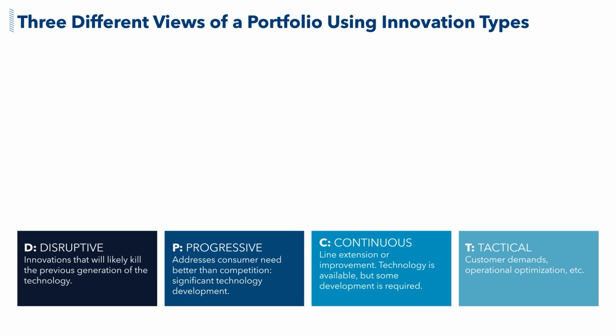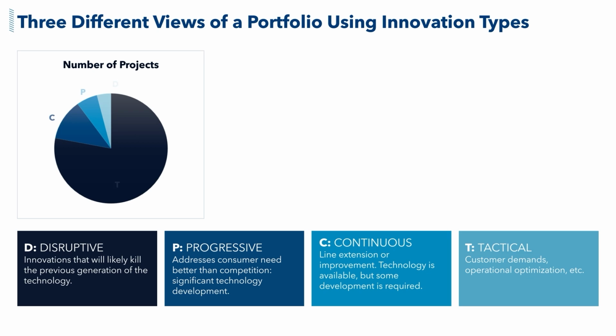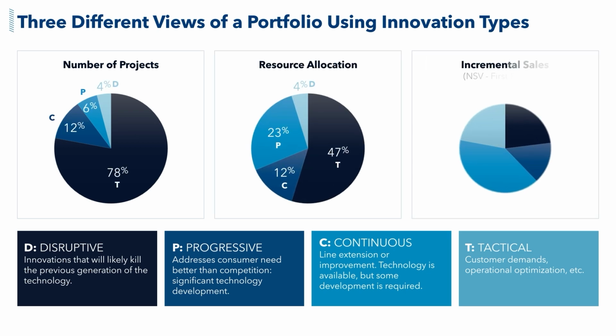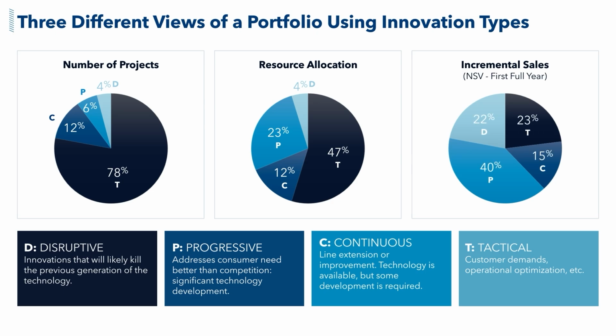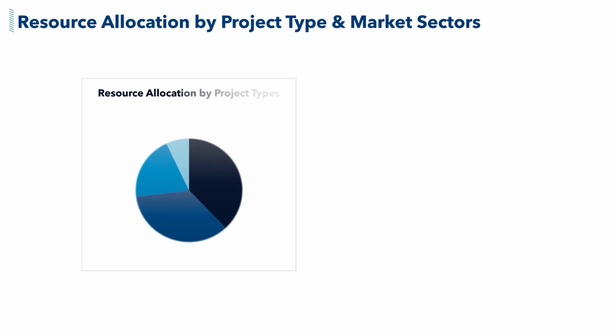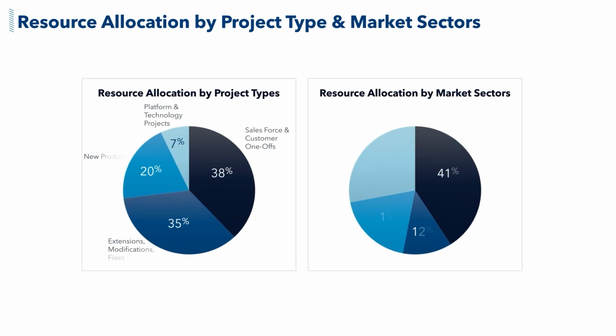Then the club member could look at the following in the project spread: the number of projects per type, the resource allocation, and the incremental sales NSV first full years. The resource allocation can also be scrutinized by project types and market sectors. These pie charts point management towards strategic bucket thinking to make sure that decisions are in line with business objectives.